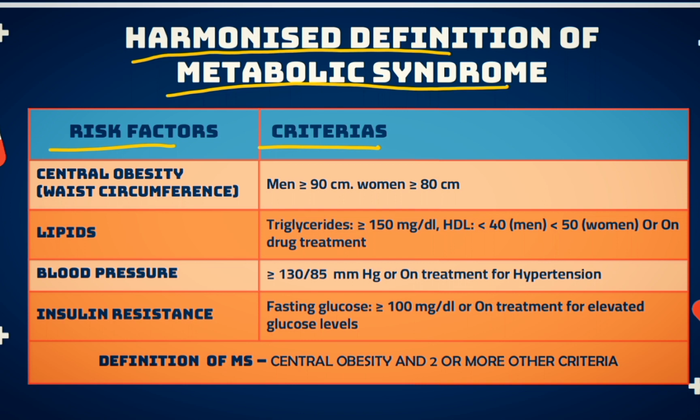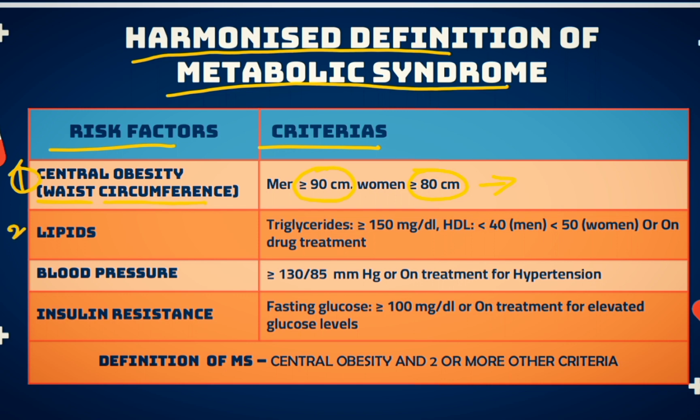The first one was central obesity, and this central obesity is measured by measuring the waist circumference. And for the central obesity or waist circumference, the criteria was if any man is having more than or equal to 90 centimeter of waist circumference, or any woman is having more than or equal to 80 centimeter of waist circumference, then this risk factor is positive for the metabolic syndrome.